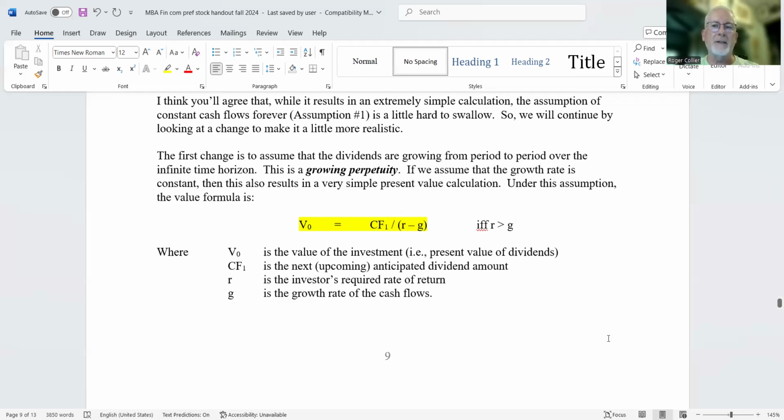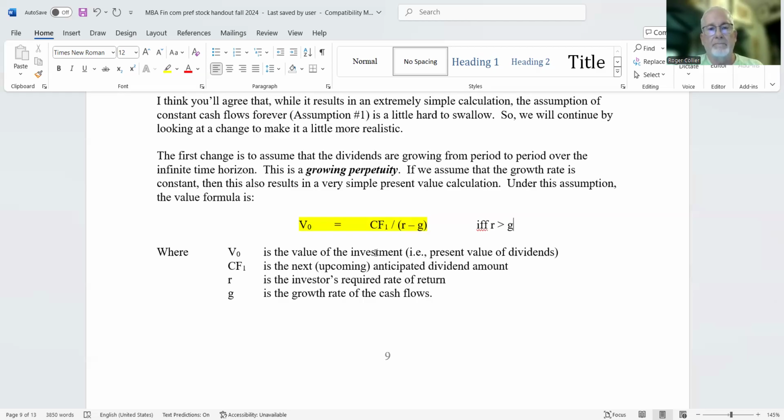Think about the constant perpetuity. Why did I not put that little 1 subscript there? Why did I not make a big deal about how it has to be the upcoming dividend and nothing past? Well, the reason I didn't make that big deal is because they were all the same. It doesn't matter if it's the next one or the last one or the 20th one or what, they're all the same.